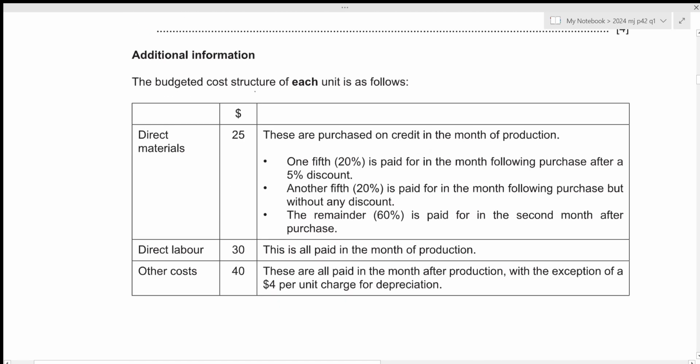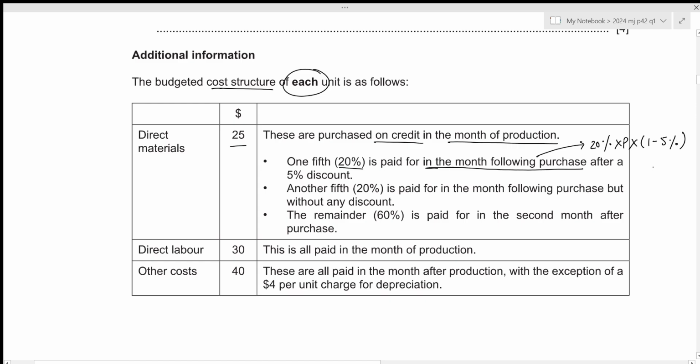We have been given additional information. The budgeted cost structure of each unit is as follows. So these are the per unit values. For direct materials, each unit will cost $25, and these are purchased on credit in the month of production. Alright, 1/5, which is 20%, will be paid for in the month following purchase after a 5% discount. So in the month following purchase, we will be paying 20% of the total purchase after a 5% discount. So 1 minus 5% as well, or we can just write it down as 95%.